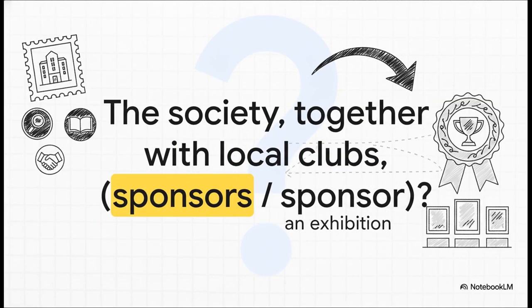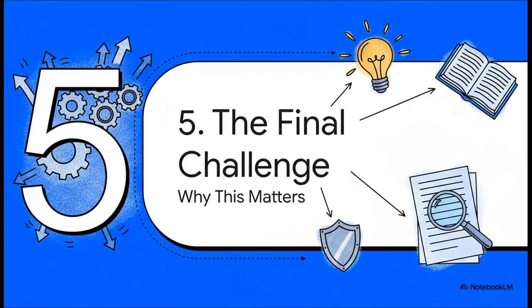Okay, one last practice round to really lock this in. Annually, the Society, together with local stamp clubs, sponsors an exhibition. The intervener, together with local stamp clubs, get it out of there. We're left with the Society sponsors an exhibition. The subject, society, is a single group, so it takes the singular verb sponsors. See? Simple as that.